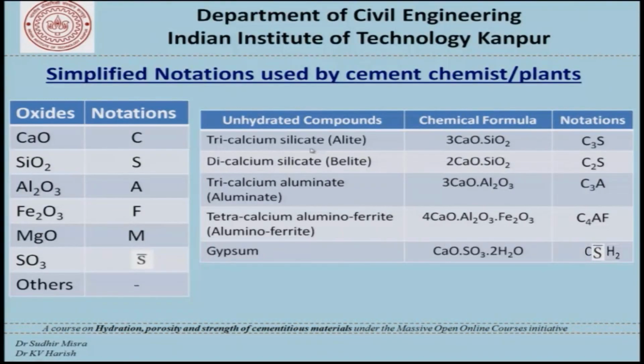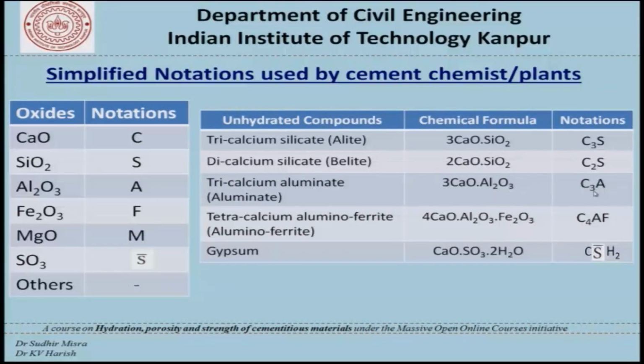Now, tricalcium silicate or alite, the chemical formula is 3CaO.SiO2 and in simplified notations we call it as C3S. Likewise, dicalcium silicate or belite, the formula is 2CaO.SiO2 and it is many times noted as C2S.